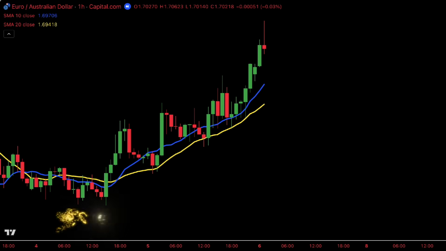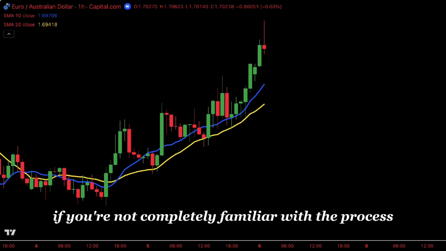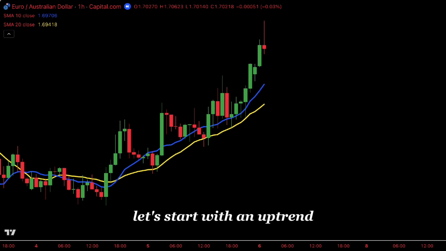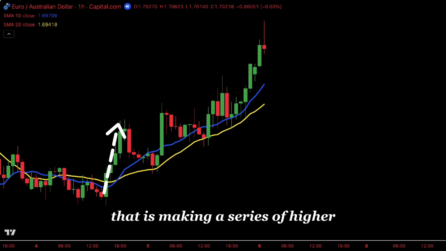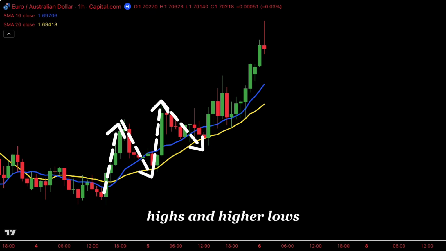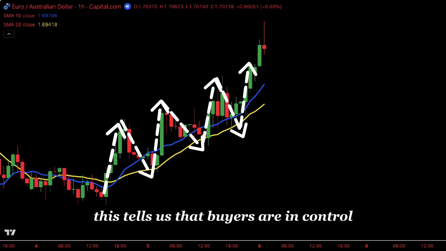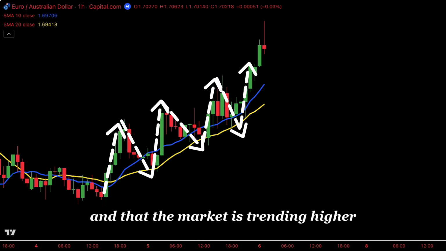Before moving on, let me quickly show you how to draw a trend line correctly if you're not completely familiar with the process. Let's start with an uptrend. The first thing you need to do is identify a market that is making a series of higher highs and higher lows. This tells us that buyers are in control and that the market is trending higher.